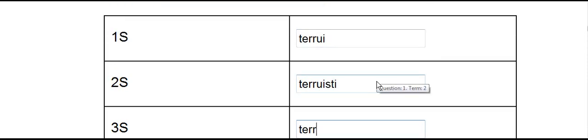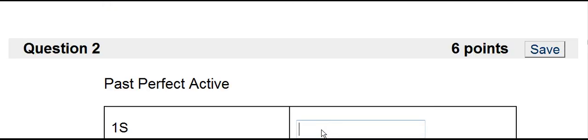I have to know that the third principal part of tereo is tereui. And so the perfect active system will use the third principal part. And the endings: i, isti, it, imus, istis, and erunt will be the same for all verbs.